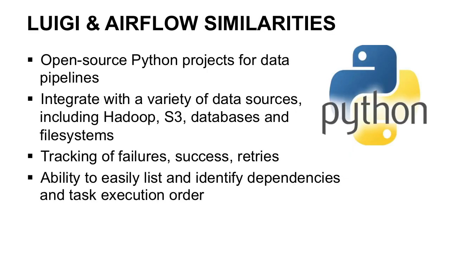Let's begin by covering some of the similarities between these projects. They're both open-source projects built purely in Python for easing management and abstraction of ETL and data pipelines. They both integrate with a variety of data sources, including Hadoop, S3, a variety of databases, as well as other file systems. They both have the ability to use a database to store task history and keep track of what has run and whether it failed or succeeded. They both allow task and DAG execution via subprocesses and managed workers. Finally, they both have the ability to easily list dependencies and task execution order.